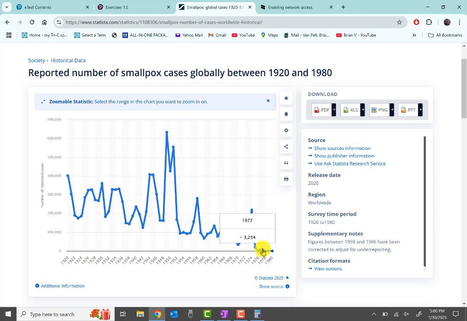What happened in 1977? Maybe there were some holdouts that weren't getting the vaccine. But then look at 1978, 2. And then 0 thereafter. So 1977 is when they consider it to be eradicated. So maybe they're thinking near the end of the year it was totally gotten rid of.